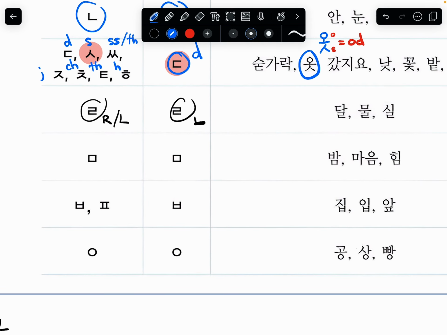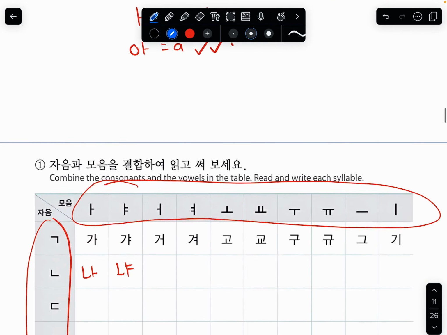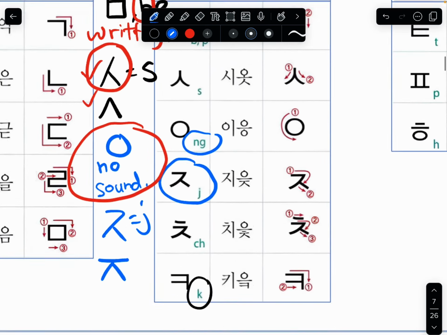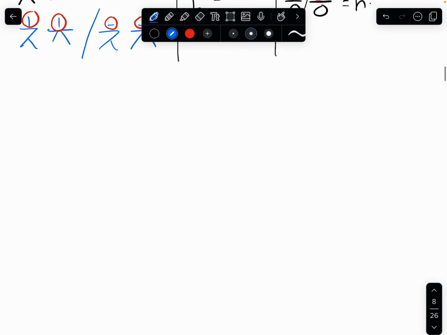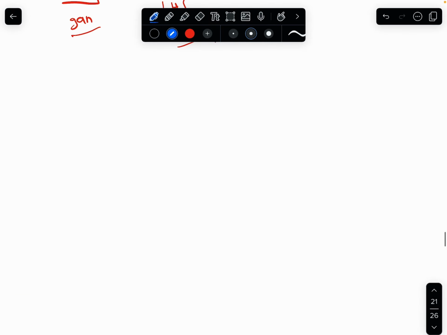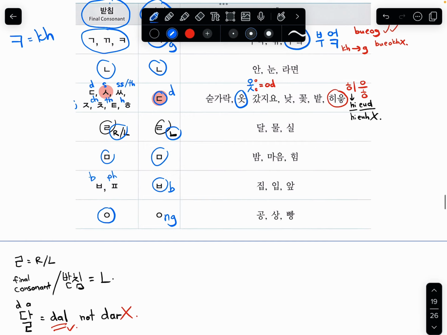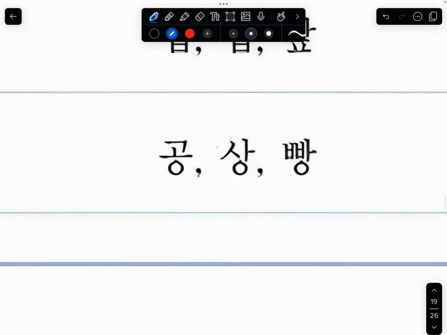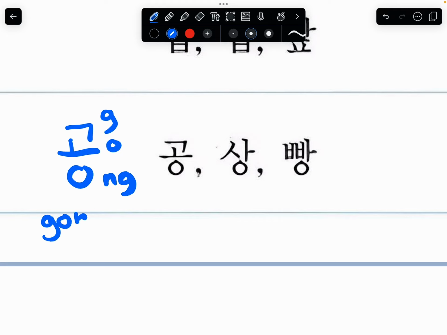So R and L will always become L, M becomes M, B and PH become B, and the circle becomes NG. In the previous slide, you can see this one is NG, right? So why does it become NG? Because it is the final consonant. For example, G-O-N-G, the sound will be gong. S-A-N-G, the sound will be sang. And this, P-A-N-G, the sound will be pang.